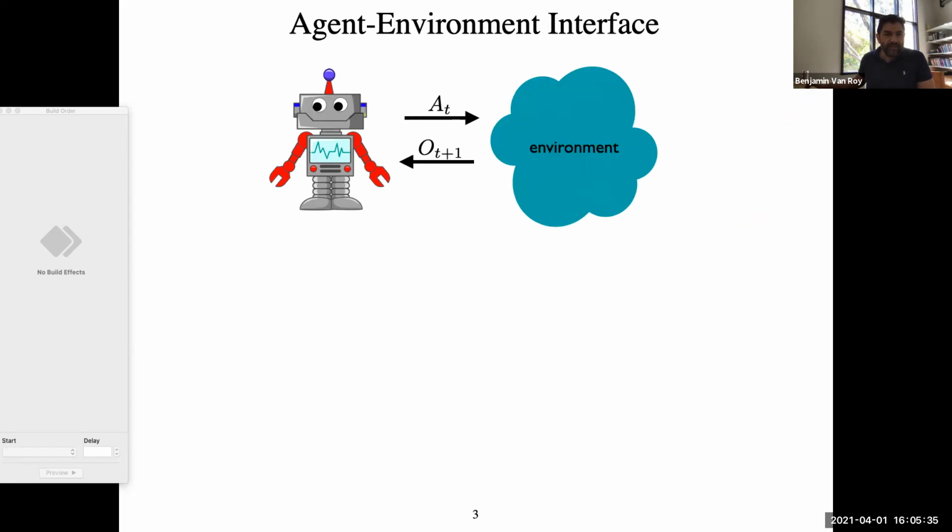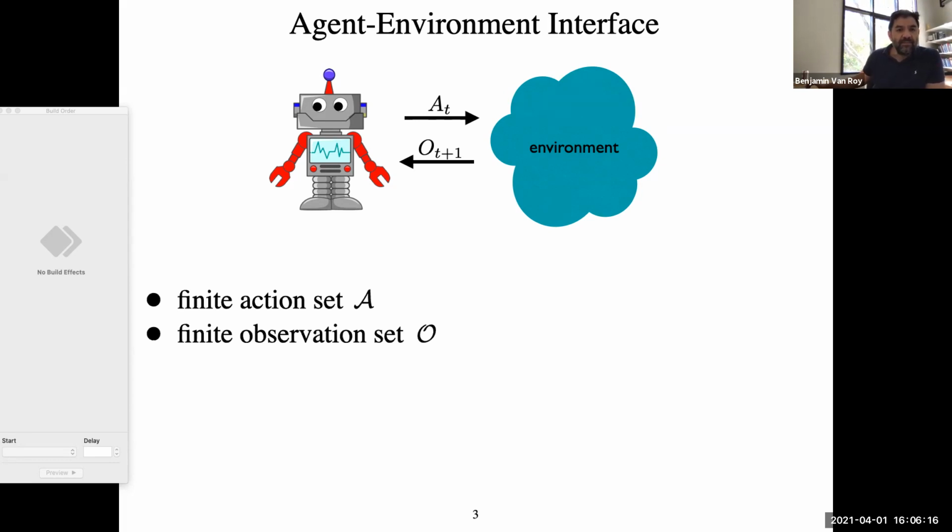All right, let me get started with my formalism, which will involve this interface between an agent and an environment. I think of this as the most general reinforcement learning interface, where there's an agent interacting with an unknown environment. At each time the agent executes an action, A_t, and the environment spits back an observation, O_{t+1}. This process continues, action, observation, action, observation, ad infinitum. For the purpose of this talk, to keep things simple, I'm going to assume that the set of actions is finite and the set of observations is finite.